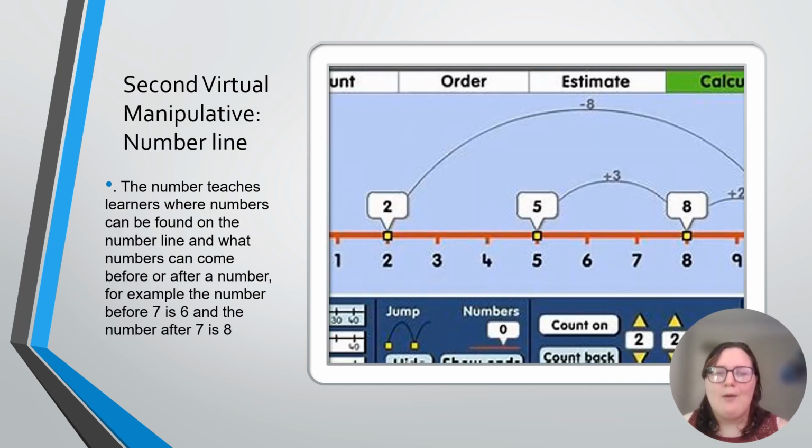The second type of virtual manipulatives are number lines. The number line teaches learners where numbers can be found on the number line and what numbers can come before or after a number. For example, if the number is 7, the before number is 6. And if the number is still 7, the after number is 8. This can teach learners exactly how to add and minus numbers.